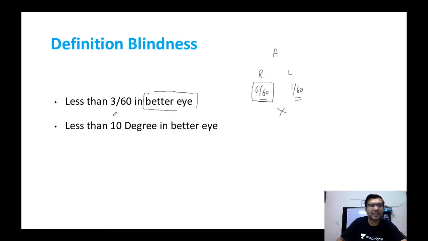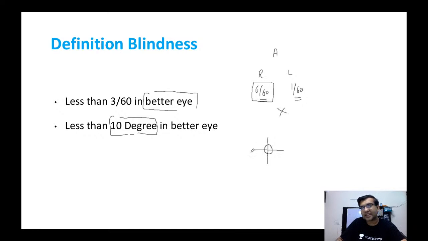The second criterion is less than 10 degree. Remember, earlier the criterion was less than 20 degree. Now the criterion is less than 10 degree. So this means, let's say this is the field of vision, and the patient can see only the central 5 degree. This happens in patients who have advanced glaucoma.